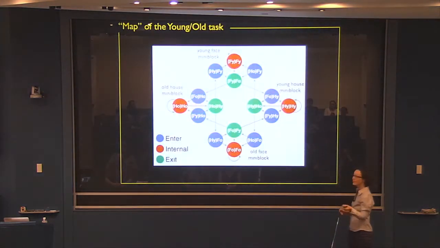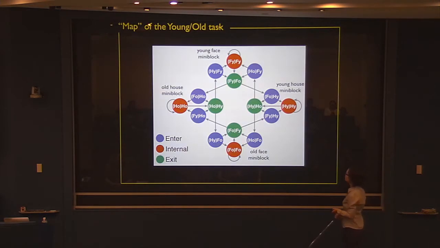So we can draw the whole state diagram. And this is what it looks like. And the arrows happen based on the next stimulus. So let's say you're in a young house mini block, you've been looking at young houses. If the next house is also a young house, you stay in this state. If it's an old house, you go to this old house after a young house. And then you know that on the next block, you'll either go to old face mini block or young face mini block, depending on the stimulus. So they traverse this through the experiment.